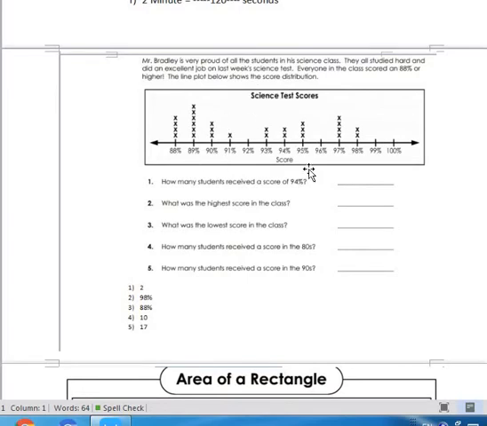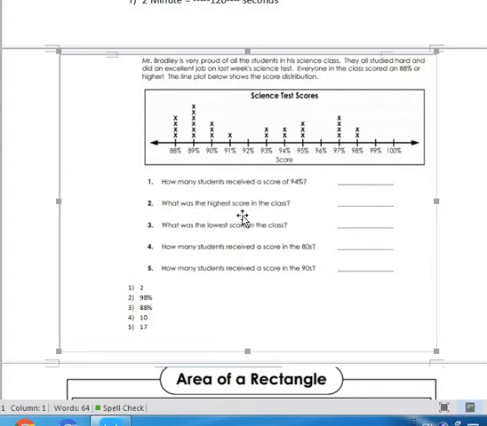So I have here this is a line plot, and this is the science test scores. How many students received a score of 94%? I look at my line plot for the 94%. Here are the scores and the X's for the students. 94% means I have 2 students. So 2 students received a score of 94%.